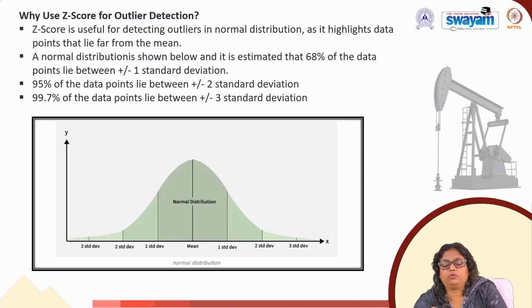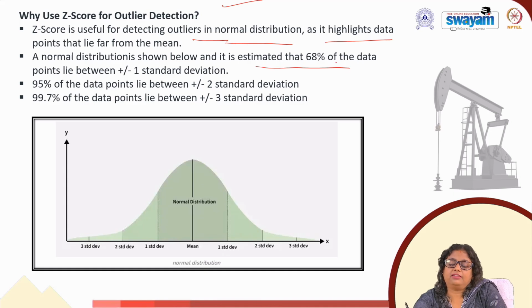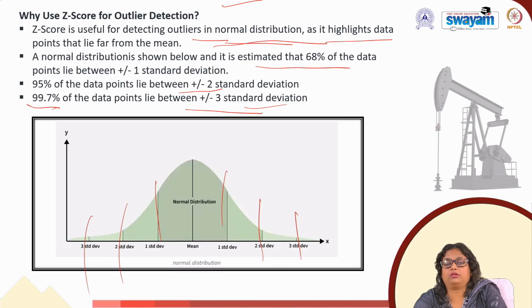Now, why use z-score for outlier detection? Z-score is useful for detecting outliers in a normal distribution as it highlights data points that lie far from the mean. In the normal distribution shown below, it is estimated that 68% of the data points lie between plus minus 1 standard deviation. This I already explained. The second one, 95% of the data points lie between plus minus 2 standard deviations, and the third, 99.7% of the data points lie between plus minus 3 standard deviations. This is particularly for the normal distribution.